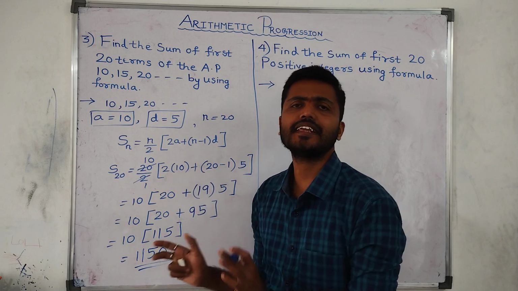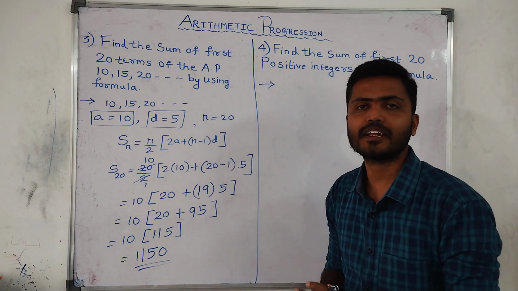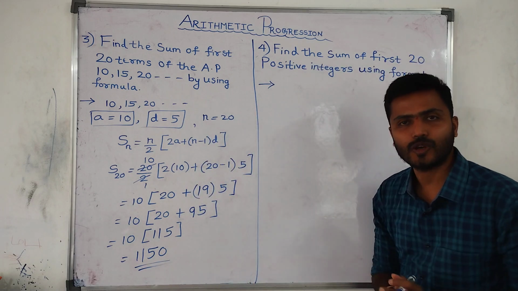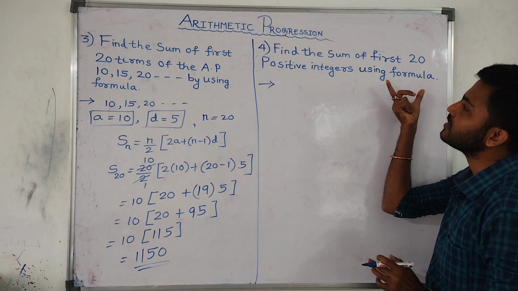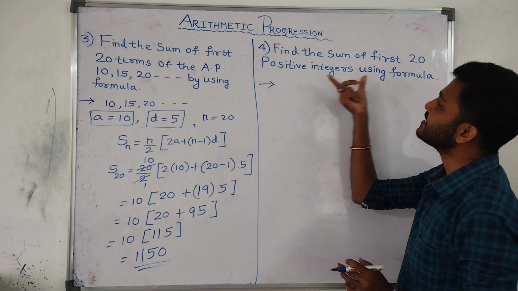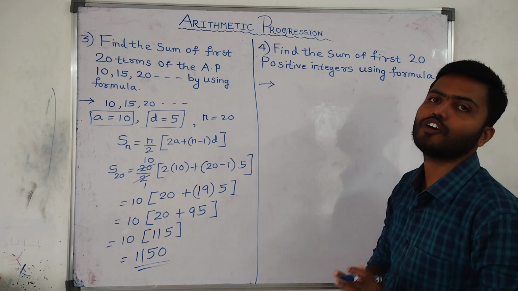Similarly, there is another question like this with us. Okay? So let us try to solve it. What are they asking? Find the sum of first 20 positive integers using formula.